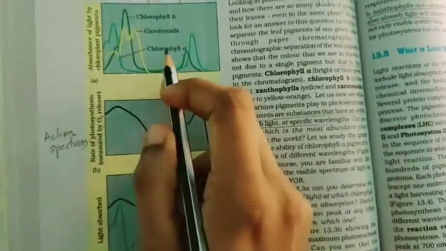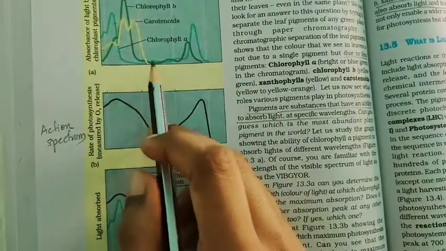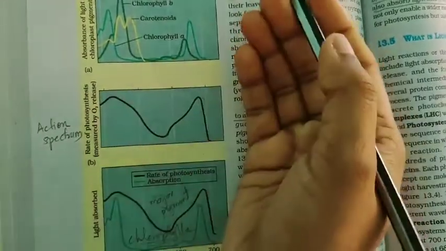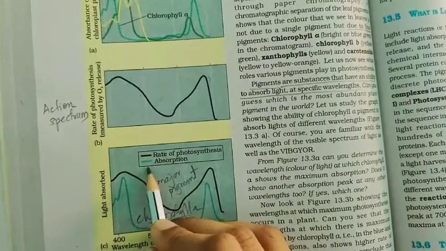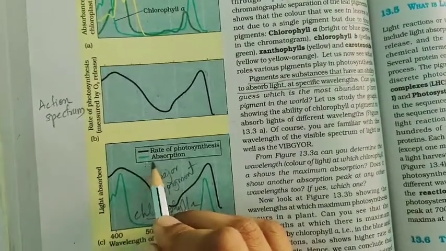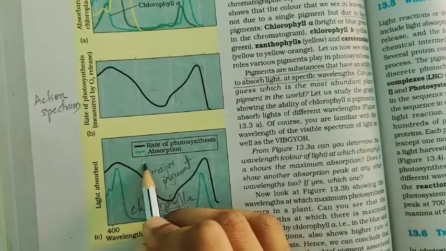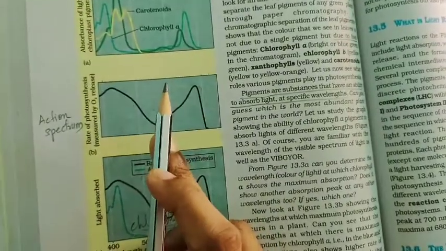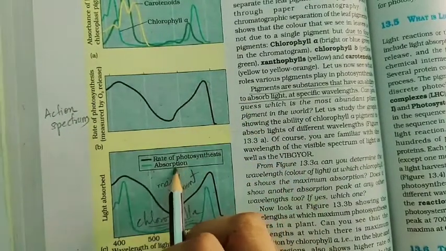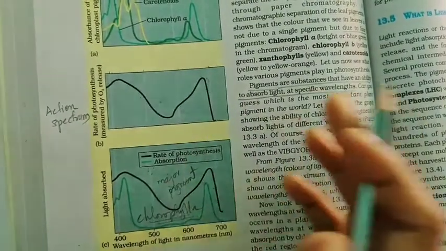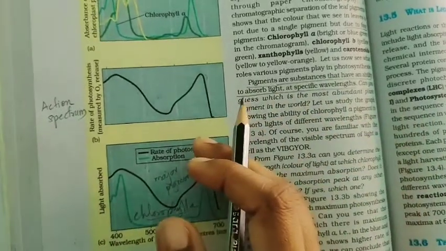Whatever light is absorbed by carotenoid, xanthophyll and chlorophyll B, they transfer their light energy to chlorophyll A. It is not that the entire work of photosynthesis and trapping of light is done by chlorophyll A alone. Other pigments are also helping. Whatever light they absorb or trap, they transfer to chlorophyll A. So they are like accessory pigments, like helping pigments.